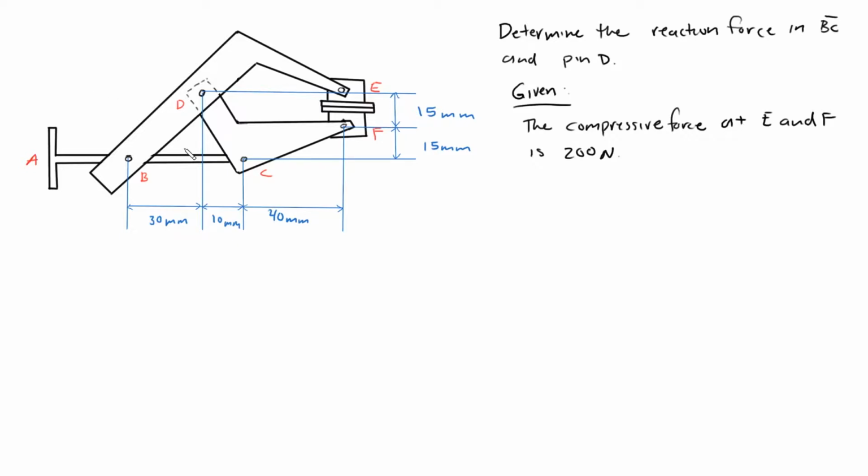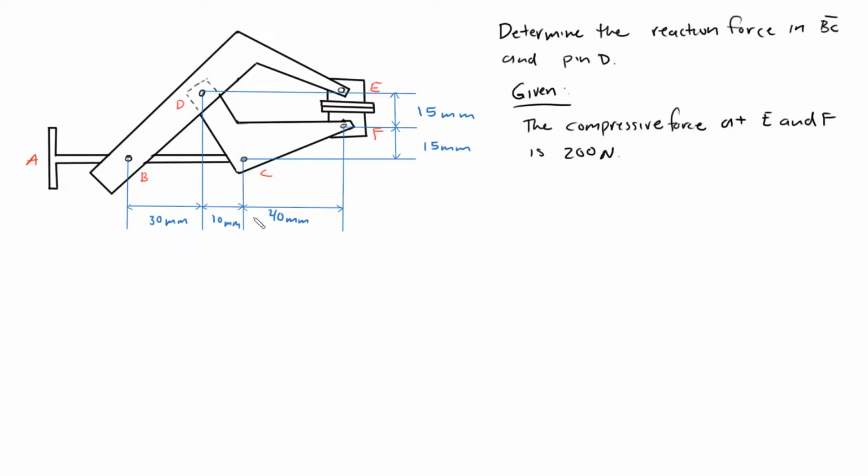In this problem, we're told to find the reaction force in this bar right here, BC, and the reaction force in pin D. This problem is actually pretty straightforward if you recognize one important thing: this bar, or this handle, or this arm is actually a three-force member.